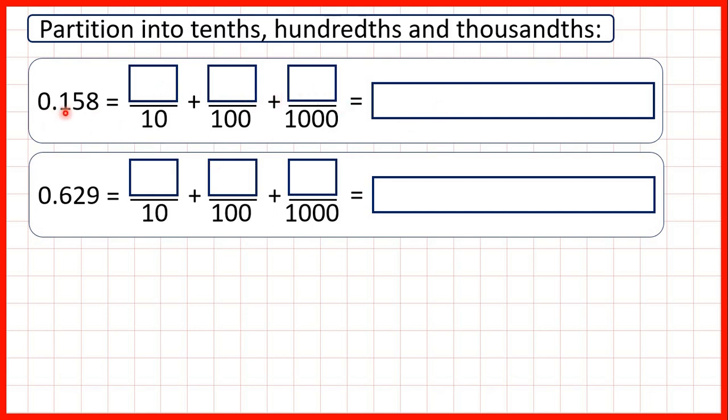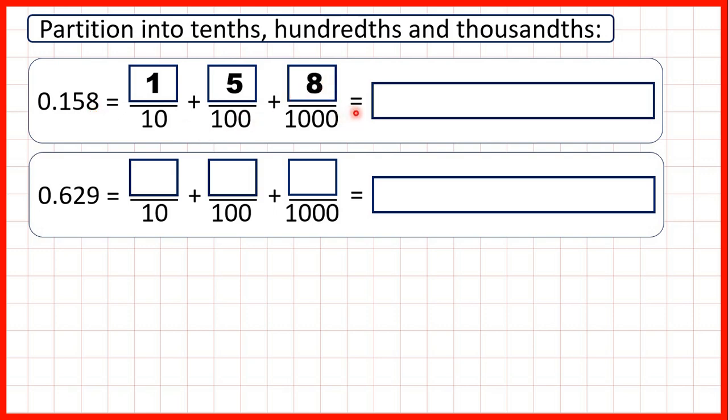So the first digit after the decimal point is the tenths digit, so we have 1/10. Then the second digit after the decimal point is the hundredths digit, so that's 5/100ths. And the third digit after the decimal point tells us how many thousandths we have, so we have 8/1000ths.